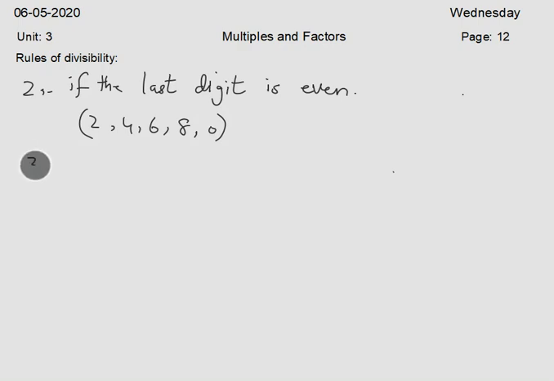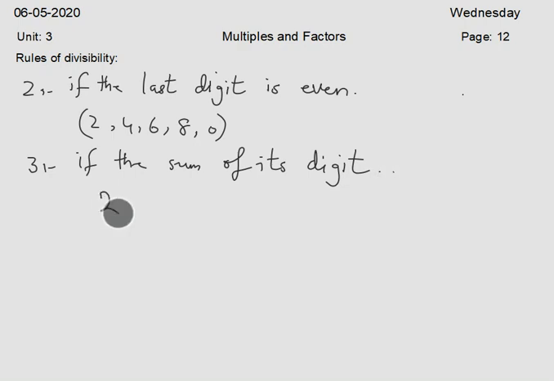What is the rule for 3? If the sum of its digits can be divisible by 3. Sum of its digits means, for example, we have the number 234. If we add the digits, 2 plus 3 is equal to 5, 5 plus 4 is equal to 9. So 9 is divisible by 3. So this whole number can be divisible by 3. I think it is clear.